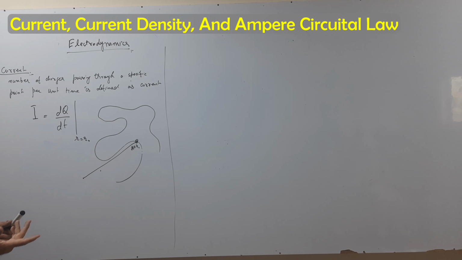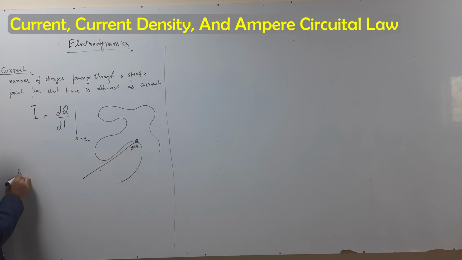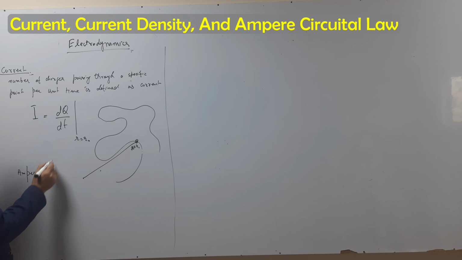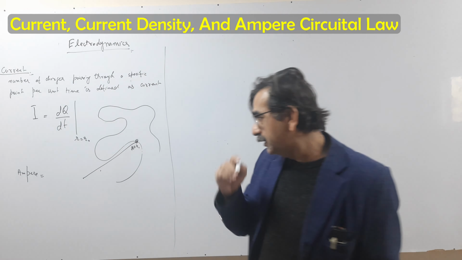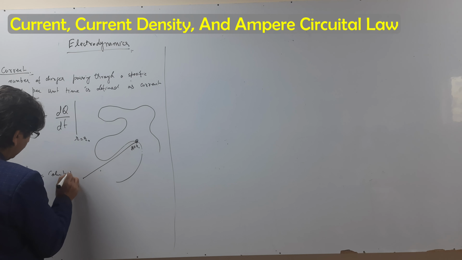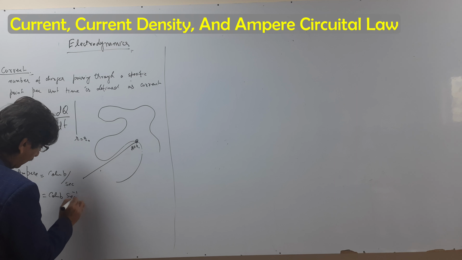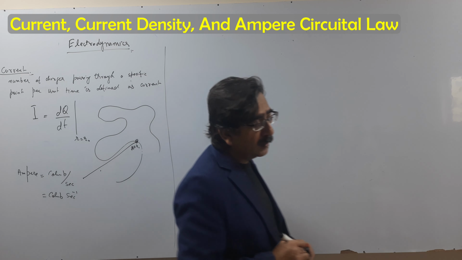What is the unit of current? Ampere. Yes, unit of the current is ampere. Actually, current is charge per unit time, so the unit of charge is coulomb and unit of time is second. So the unit is coulomb per second.